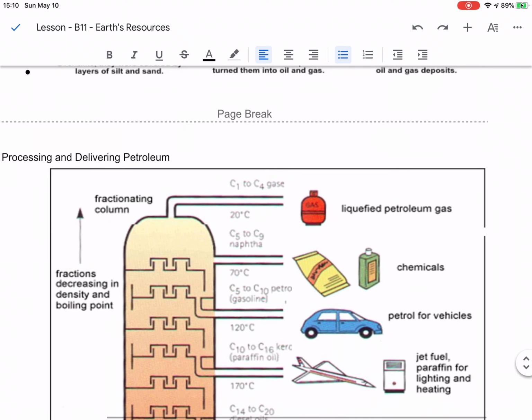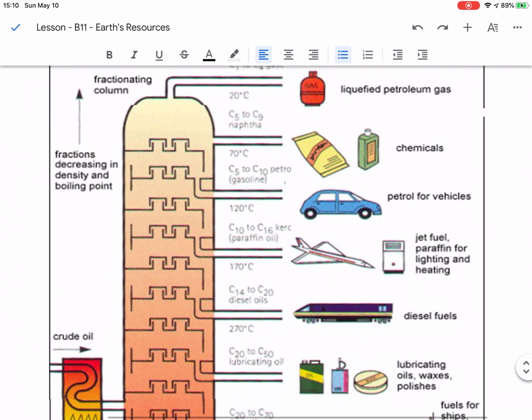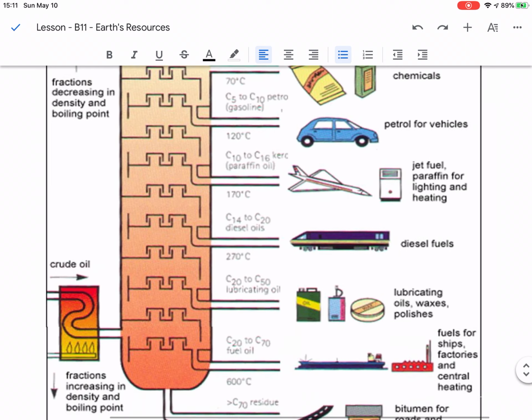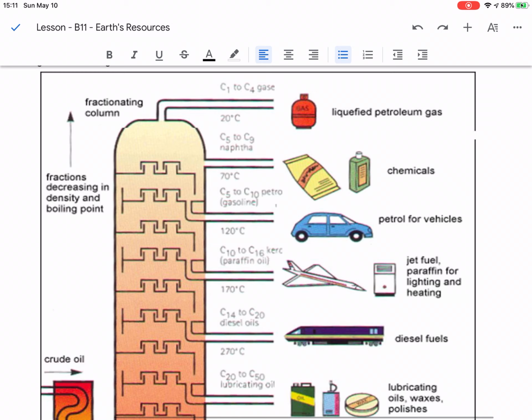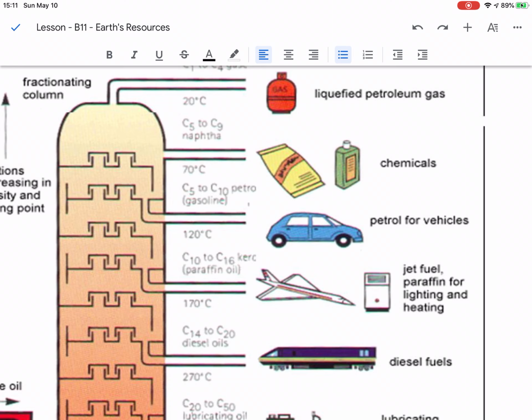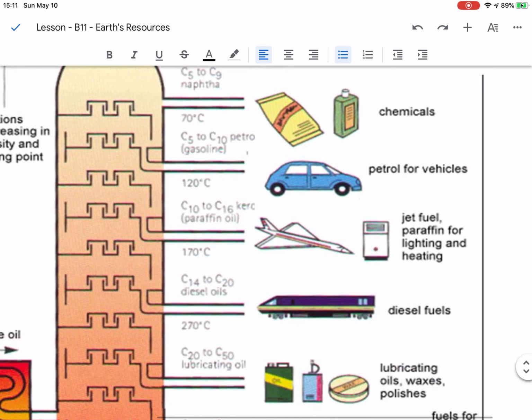But let's talk about where we're really getting this from. Here's a vat of oil. We're going to get this crude oil that comes in. And you can see certain parts of it. Don't worry about the C1, C4, or anything like that. But we use all parts of it. We use the lighter parts for liquefied petroleum gas. We actually trap the gas and we use it to heat. We use other parts for chemicals. We use it for petroleum vehicles.